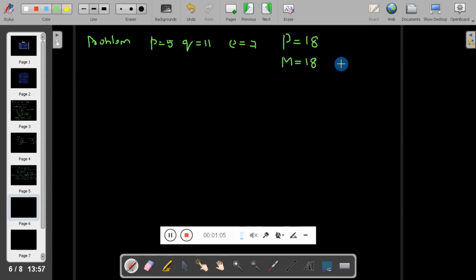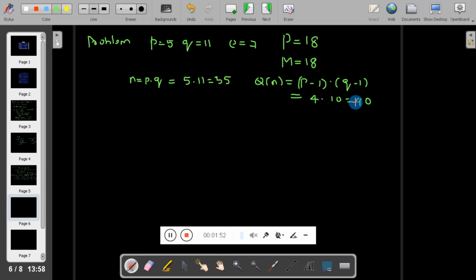As I explained in my earlier video, first you need to find n. n is nothing but p into q, that is 5 into 11, that is 55. Now you need to find Euler's totient phi of n, that is nothing but p minus 1 into q minus 1. So p minus 1 is 4 into q minus 1 is 10, that gives 40.